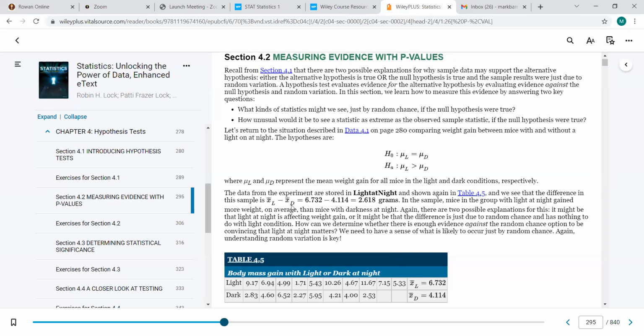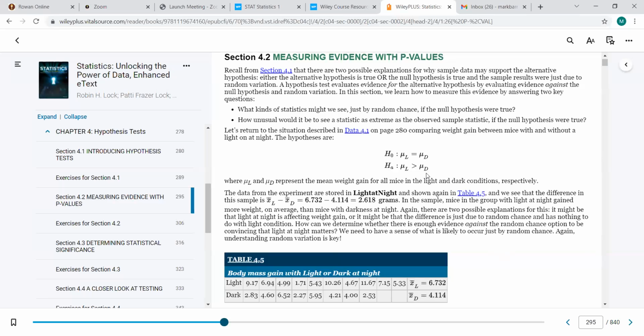If you subtract these two means, you end up seeing that for the sample of 18 mice, the average weight gain for the light group is 2.618 grams bigger than the average for the dark group. Okay. So we want to know whether this 2.618 is significantly big enough to say we don't think the null hypothesis is true.